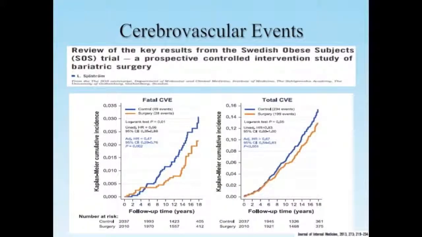It further demonstrated that patients who had bariatric surgery had a much lower risk of developing fatal cerebrovascular events, such as strokes and, of course, heart attacks.